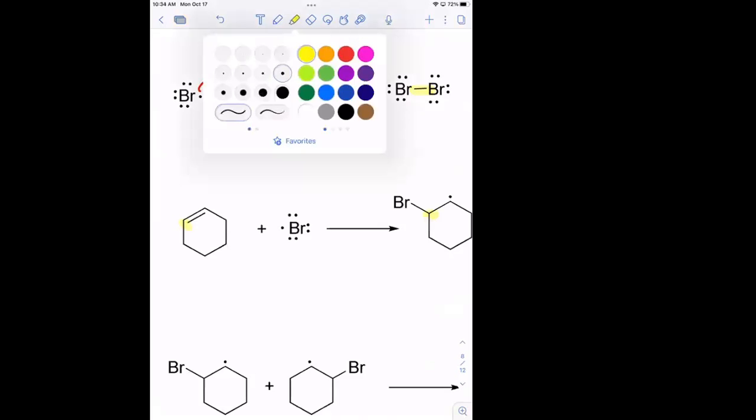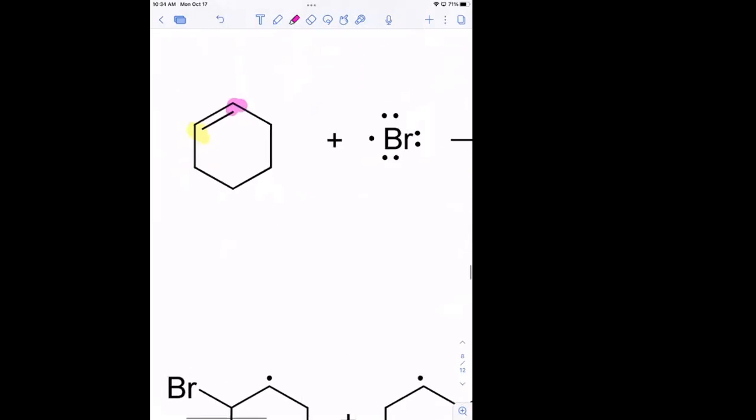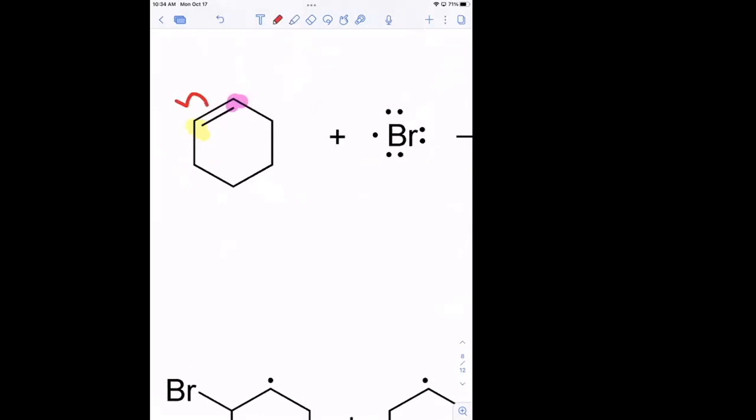I'm going to change the color and clean all those highlights off. We can show this in steps, or do you want me to show it directly? What would you prefer? All right, I was thinking that. Let's show the double bond breaking, like so. We're going to have a radical here and a radical here. Anybody disagree with that?